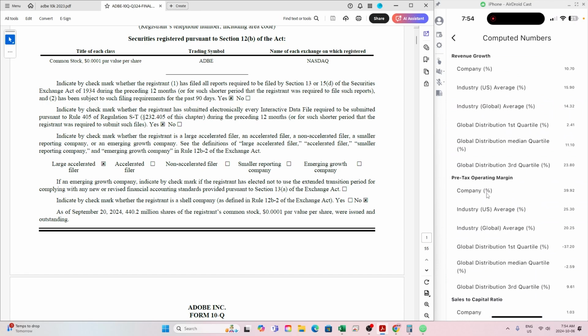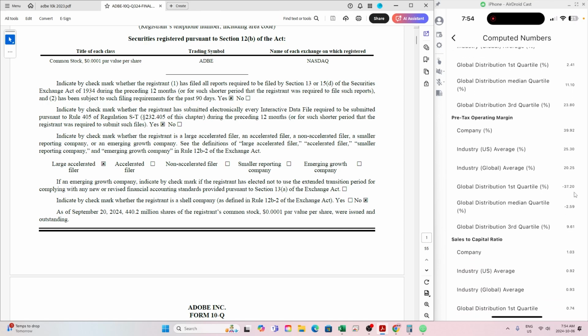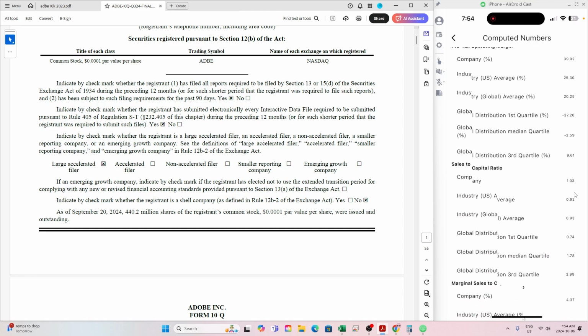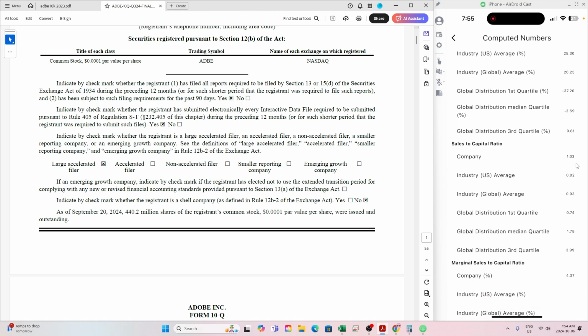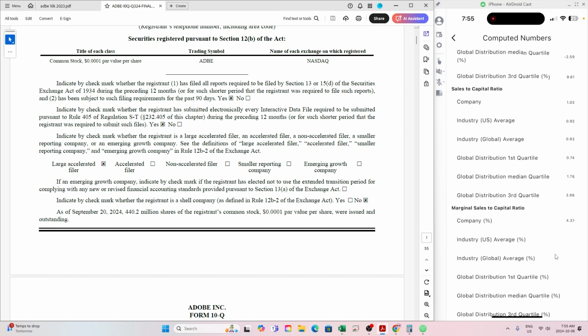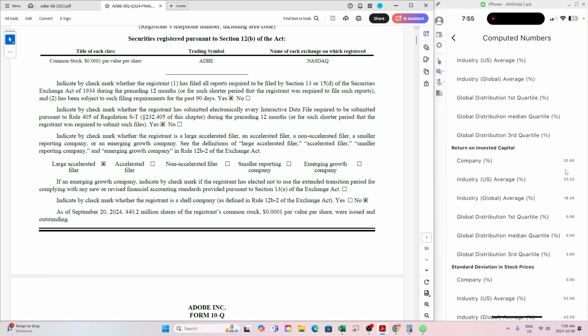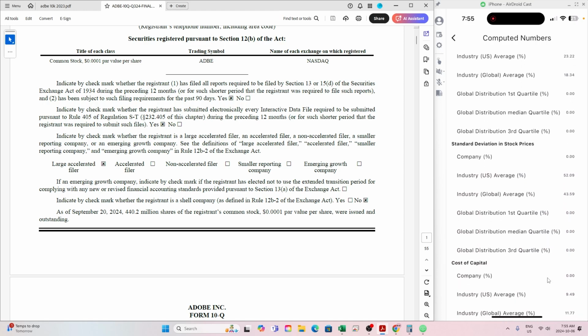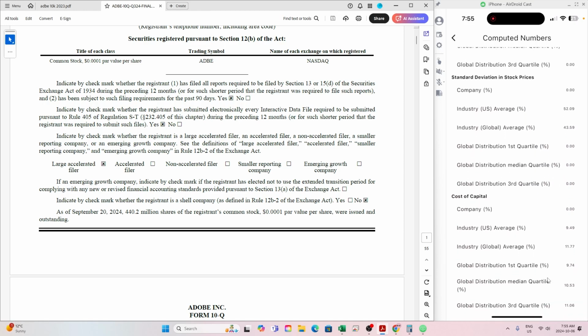And now you can see the revenue growth computed numbers. The revenue growth is around 11% right now. And pre-tax operating margin for companies 39 to 40%. Sales to capital ratio is very weak for the company for current year. But for return on invested capital is really good. It's around 32%. Now we will go back and fill out all other informations here.